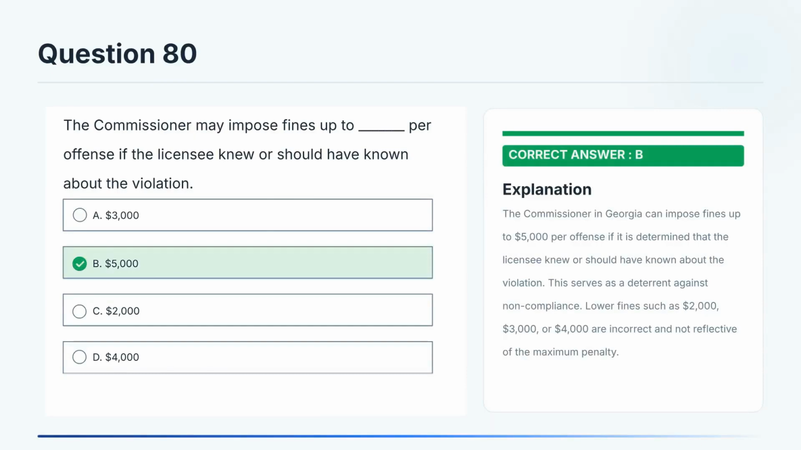The correct choice is B. $5,000. The commissioner in Georgia can impose fines up to $5,000 per offense if it is determined that the licensee knew or should have known about the violation. This serves as a deterrent against noncompliance. Lower fines, such as $2,000, $3,000, or $4,000, are incorrect and not reflective of the maximum penalty.